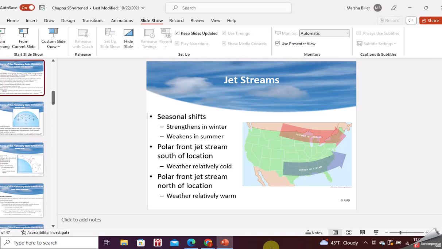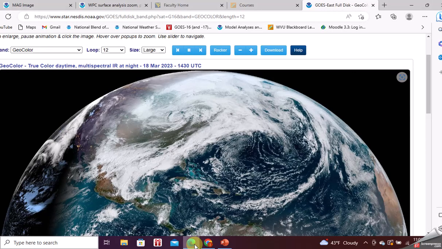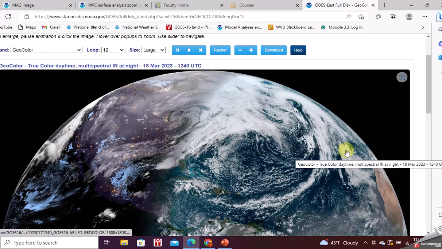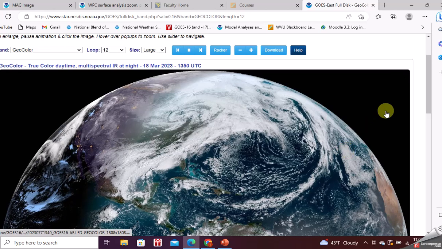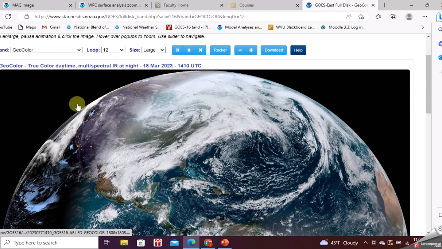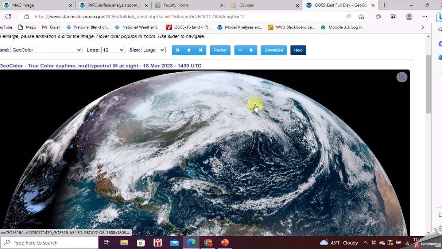Let's take a quick peek here a minute. I wanted to show you something here. This is literally showing all these pressure patterns right now. If you looked over the Arctic, look at 60 degrees north: storm, storm, storm.